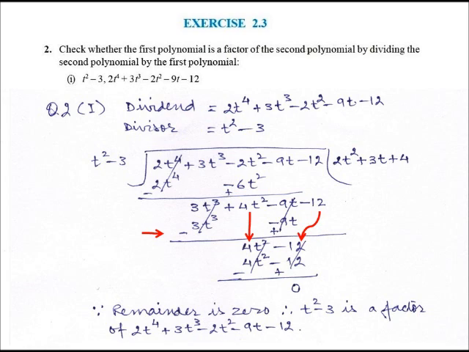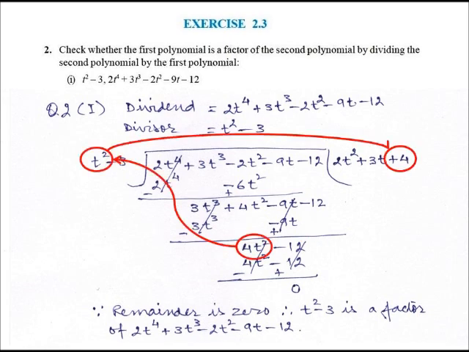Now we will change the signs of the lower line. Therefore 3t cube will be cancelled by minus 3t cube, and minus 9t will be cancelled by plus 9t, and 4t square will be brought down, and minus 12 will be brought down. Now the highest term is 4t square, which will be divided by t square, the highest term of the divisor. We get 4, which will be written in the quotient column.